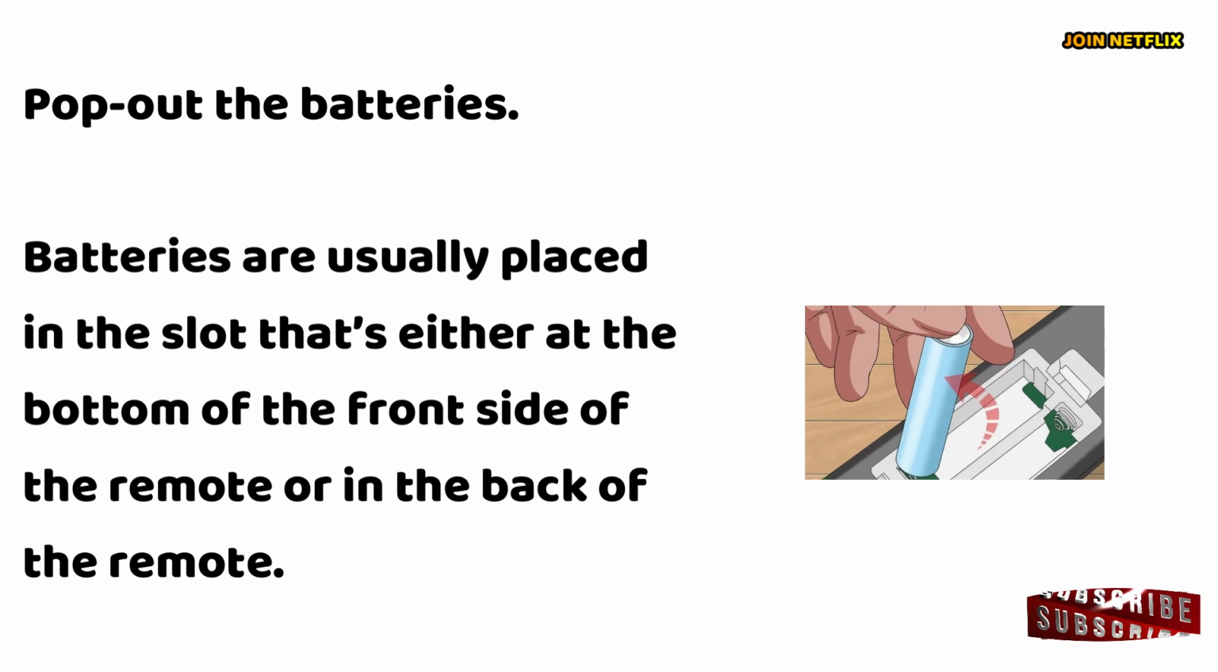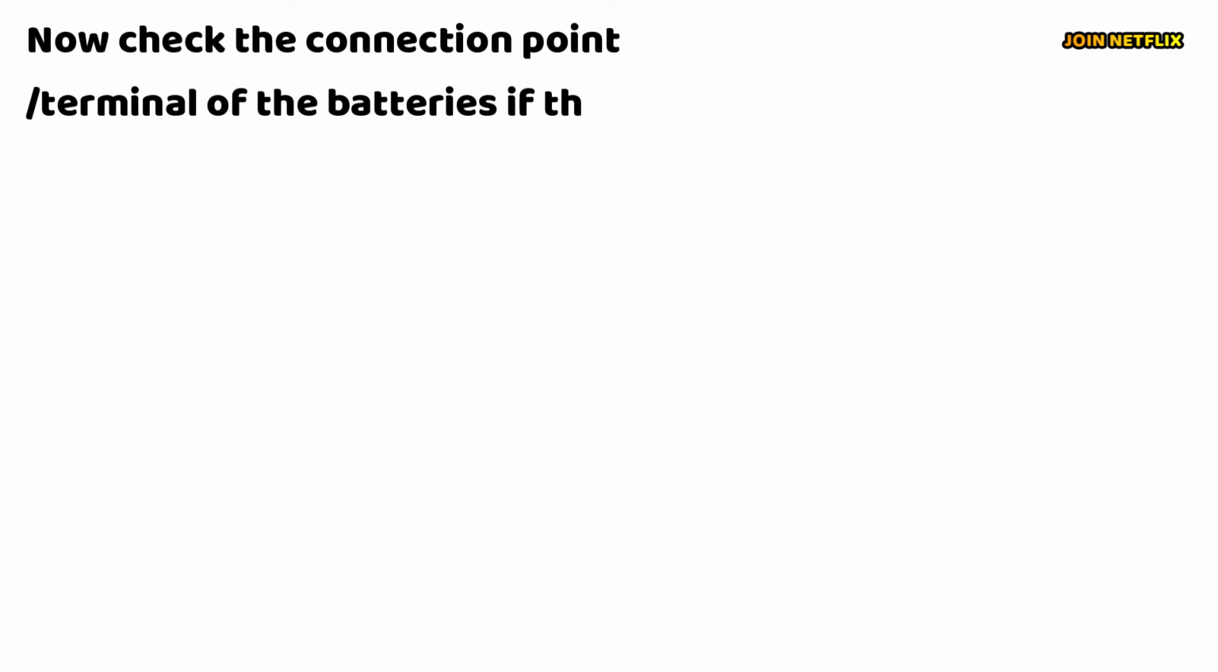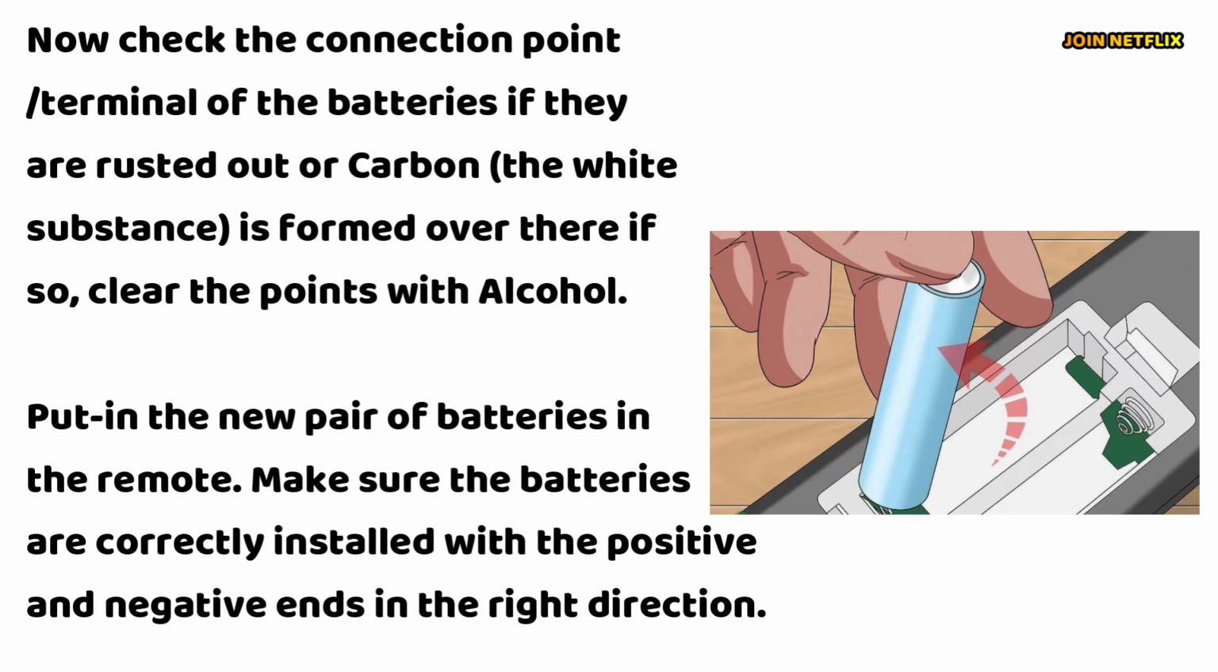Pop out the batteries. Batteries are usually placed in the slot that's either at the bottom of the front side of the remote or in the back of the remote. Now check the connection point terminals of the batteries to see if they are rusted out or if carbon, the white substance, has formed over there. If so, clear the points with alcohol. Put a new pair of batteries in the remote. Make sure the batteries are correctly installed with the positive and negative ends in the right direction.